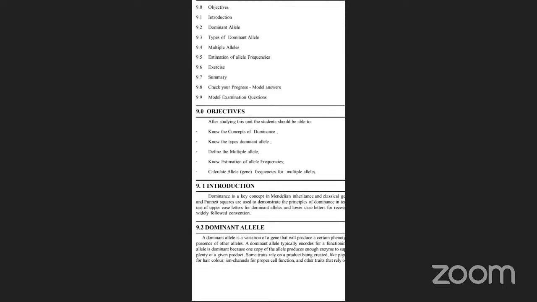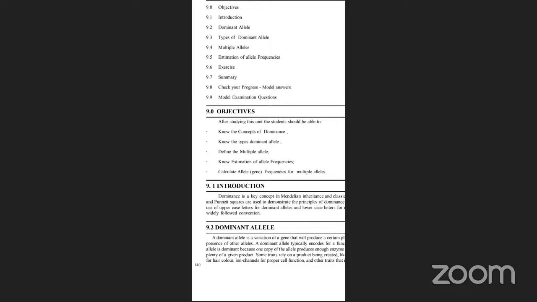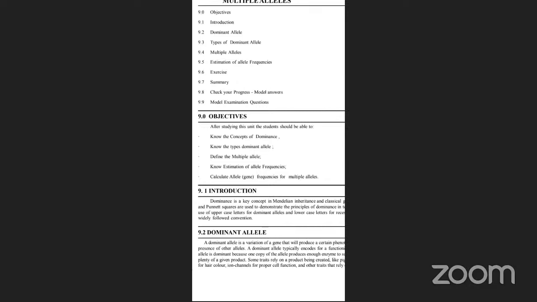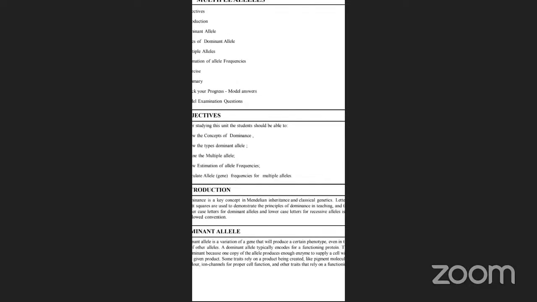Pigment molecules for hair color, ion channels for proper cell functions, and other traits that rely on a functioning enzyme. Other traits rely on the lack of an enzyme or an enzyme that is not functioning effectively. The lack of the product of the enzyme creates an entirely different phenotype.